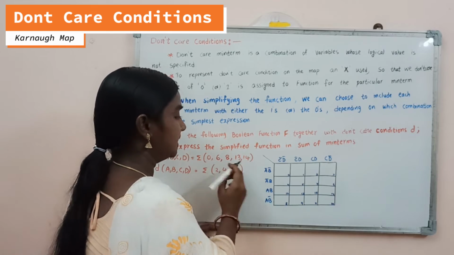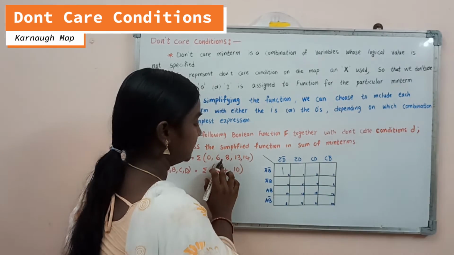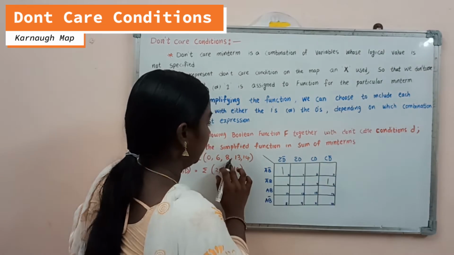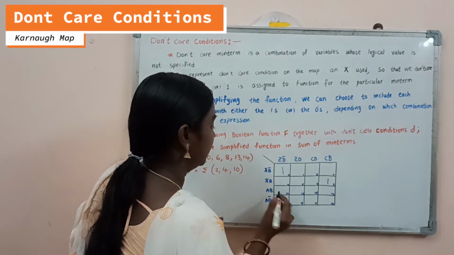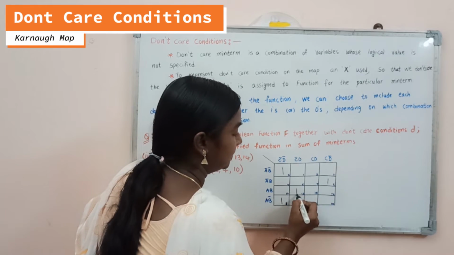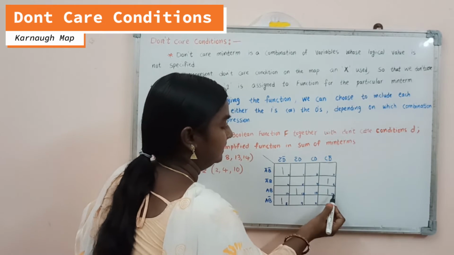So 0 is present, so 1 here, 6 here, 8 means we can write 1 here, and 13 and 14, so that we can write here and here.